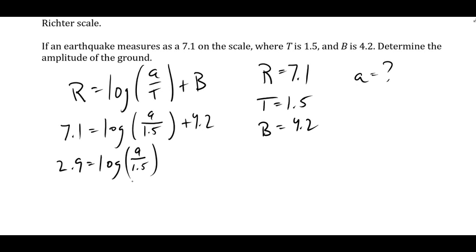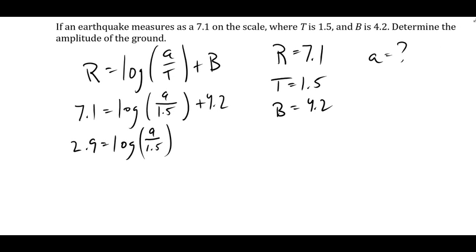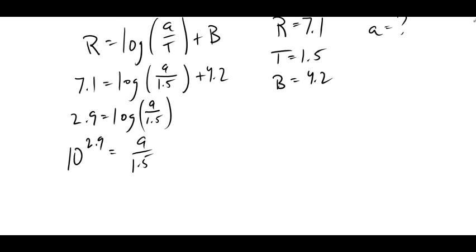Or I could rewrite this in exponential notation. This would be 10 to the 2.9 equals A over 1.5. Multiply both sides by 1.5, and A is 1.5 times 10 to the 2.9. So either way, it should work out the same.